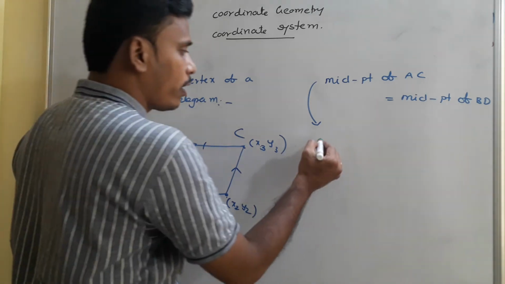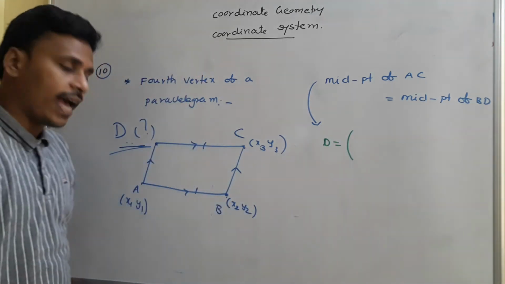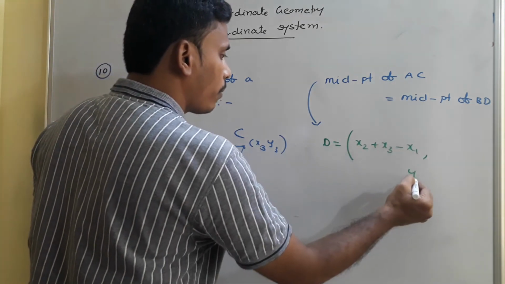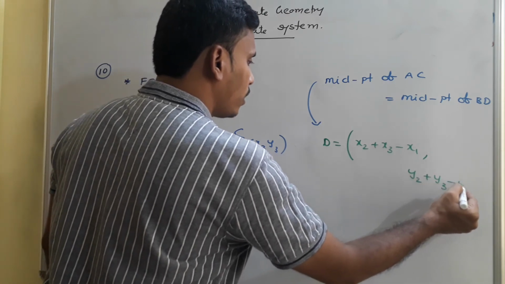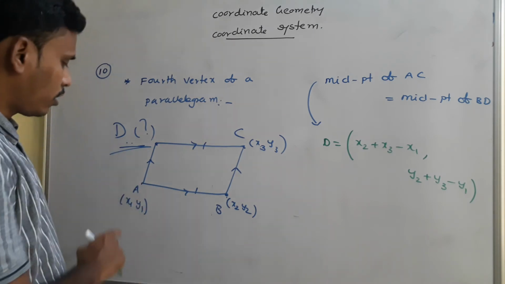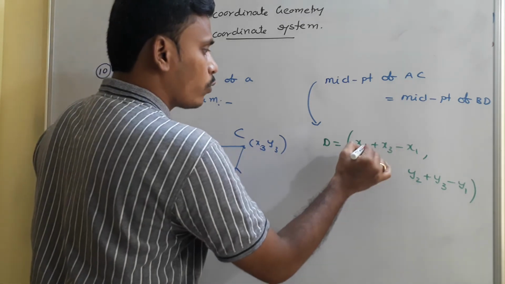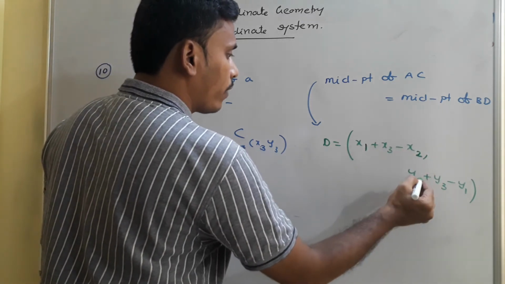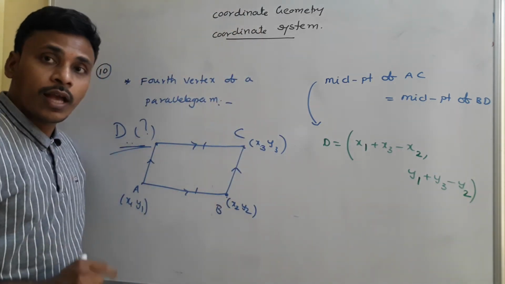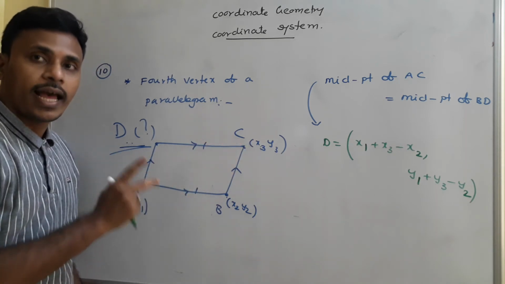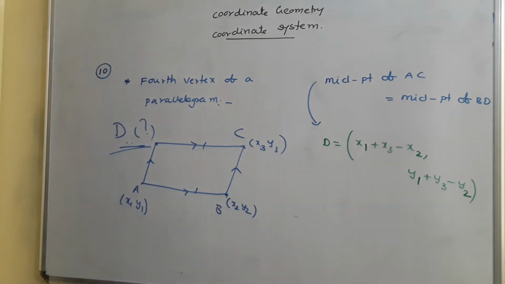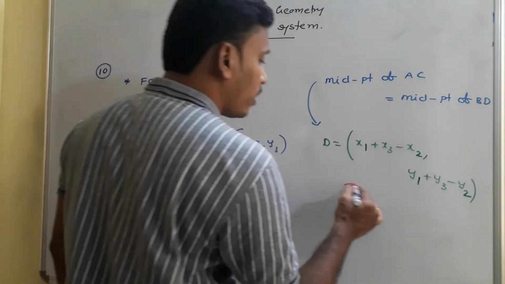I am mentioning the coordinates directly. Sorry, that was wrong. Using the midpoint formula, D is (x1 + x3 - x2, y1 + y3 - y2). Find the midpoint for these two as well, equalize, and you will get the fourth vertex of the parallelogram as (x1 + x3 - x2, y1 + y3 - y2).